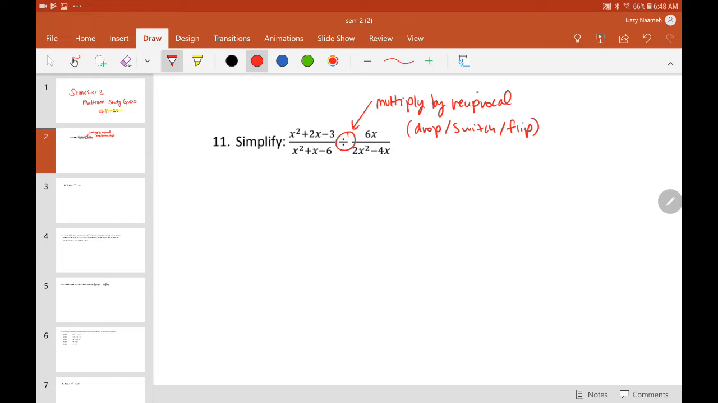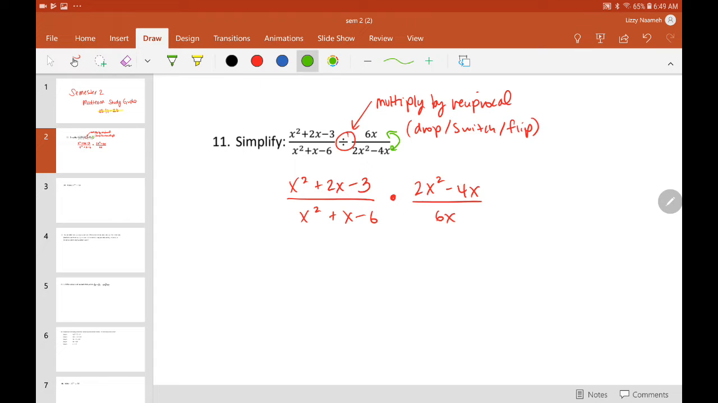The first thing we're going to do is rewrite this: x squared plus 2x minus 3 over x squared plus x minus 6, times, so I dropped the first term, I'm switching my sign, and now I'm going to flip, 2x squared minus 4x over 6x. Notice that these guys swap places, and that's because I changed from division to multiplication.